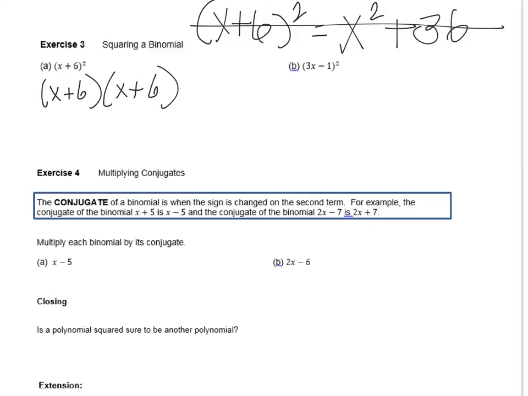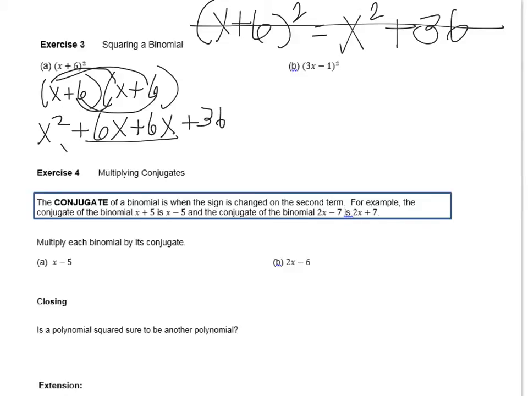So this leads to two binomials multiplied together. We're going to double distribute. X times x gives you x squared. X times 6 gives you 6x. 6 times x gives you 6x. And 6 times 6 gives you 36. Combining like terms, you end up with x squared plus 12x plus 36. A little different than what we thought it might be over here.